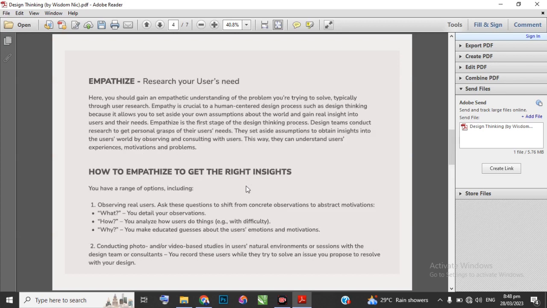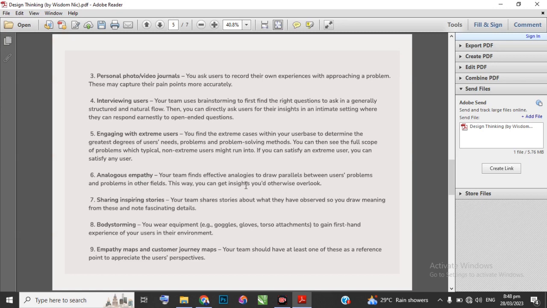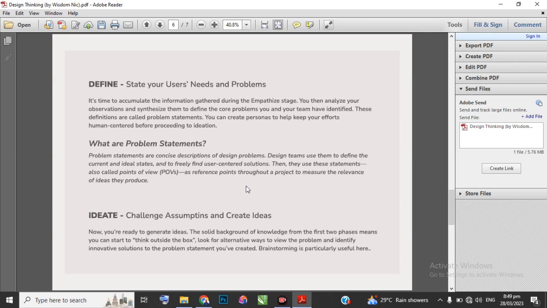Okay, there are different phases here. We have observing real users, we have conducting photo, we have personal photo and journals. These are different methods. User interviews are done by the team to brainstorm and all of that. They interview the users so that they can really find out their needs. Other means of achieving empathy are engaging users one-on-one, sharing inspiring stories, brainstorming and all of that. So the next stage is define.